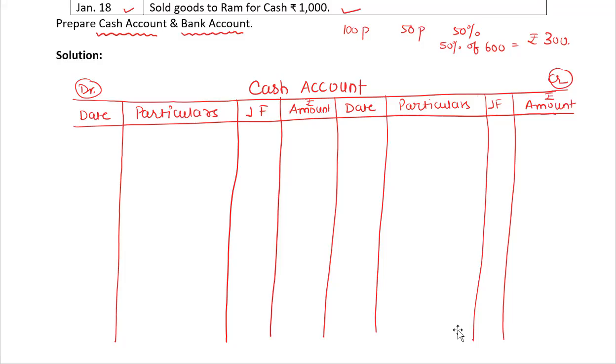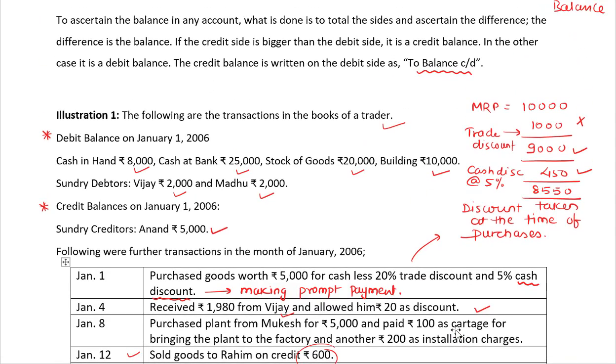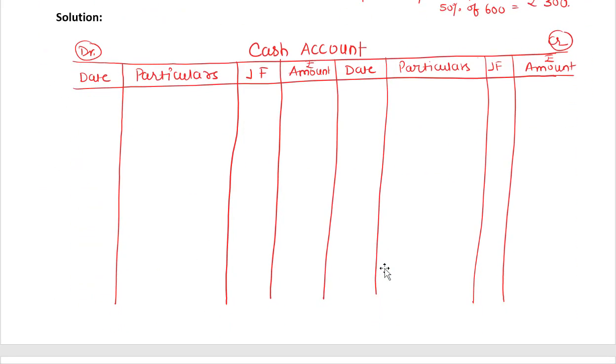Let us begin from opening. This is the cash account, so let's check the opening of the cash account. Cash in hand 8,000, cash at bank 25,000. We'll make the bank account later on. First we are preparing the cash account. So on January 1, the opening balance, that is to balance brought down, was 8,000.